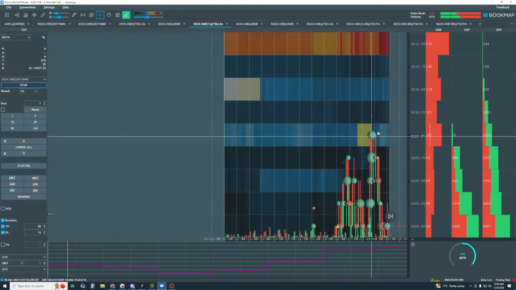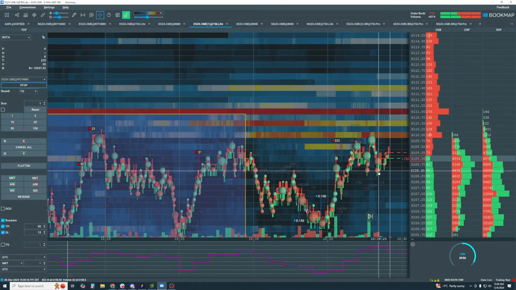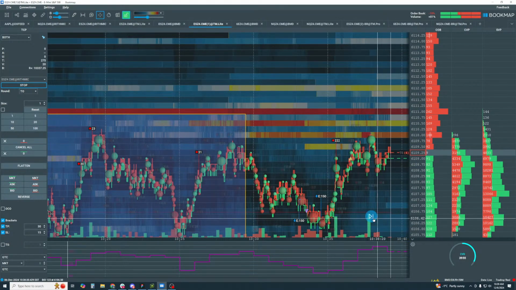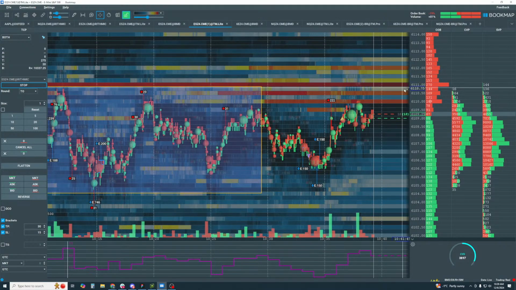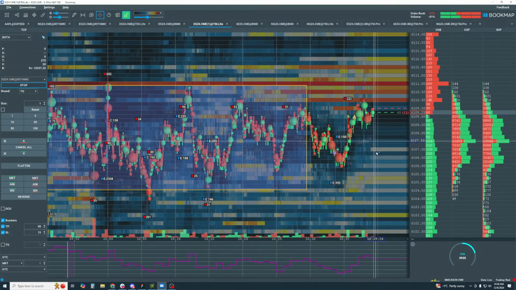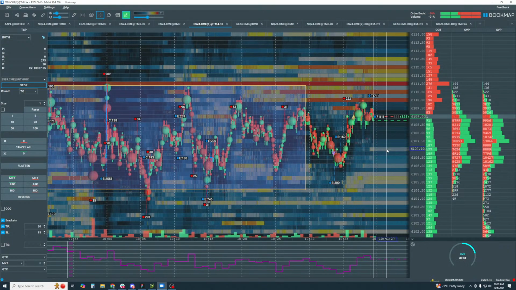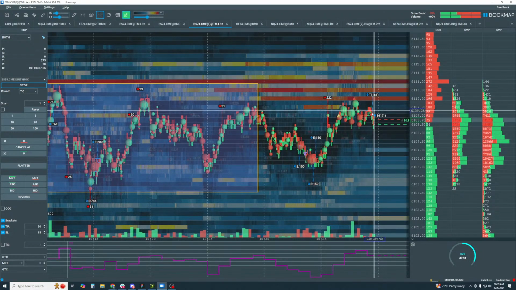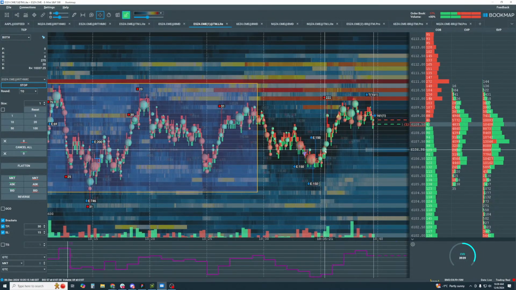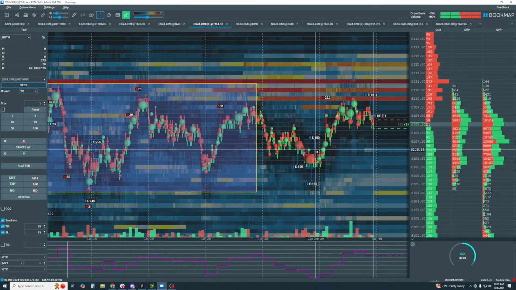Okay, so what has happened after that? Well, we got a pullback, just back down to the bottom of this little range here. Now let's see if we can get a pullback to here. And look at the auction in here on the bid. See how they're bidding up in these areas? Remember we talked about that earlier, looking for a pullback into this area where it broke out from.